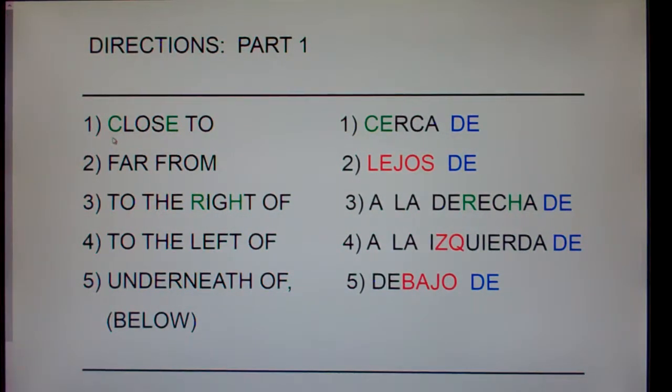Also notice close has a C and an E, and cerca has a C and an E. And C is the third letter of the alphabet. It's close to the beginning of the alphabet. Also keep in mind, everybody say vicinity of, vicinity of. If something is in the vicinity of, like your house, it's close to your house. Now, lejos de is far away.